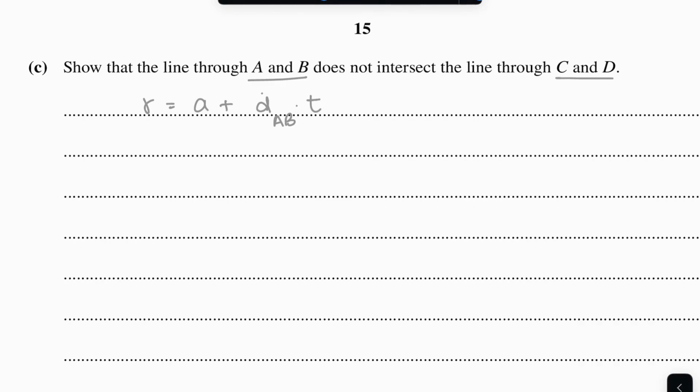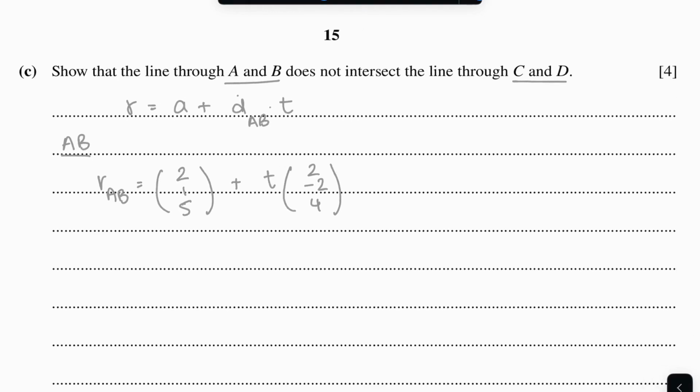So this is how usually a line equation looks. Now let's try and find the line equation for AB first. For that, we're going to take, for A means any point, so we can take either A or B. Point A was given to us as (2, 1, 5), and the direction of AB we still have from part A, and we found that to be (2, -2, 4). And then our constant we can take as any letter. I will take t over here.